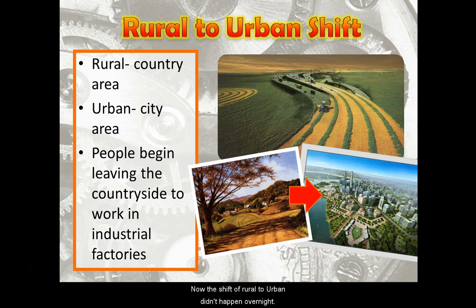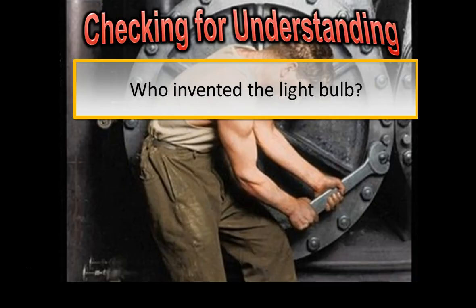Now, the shift of rural to urban didn't happen overnight, but industrialization helped hasten it. So when we use the term rural, it means countryside, predominantly farm or agricultural dominated. When we say urban, we mean cities. So we are continuing to see that trend in America today as people leave places like Nebraska and Kansas and move to big cities where a lot of the economic growth is happening.